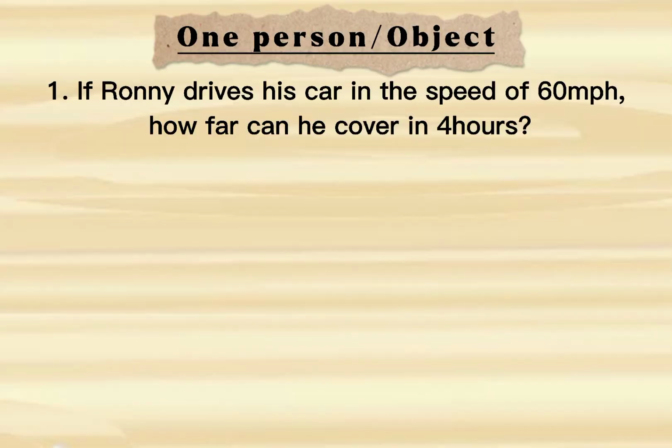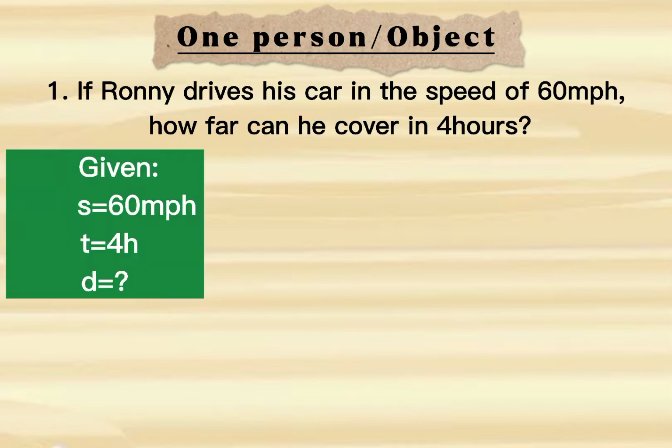So, we have here our first example in one person or object. If Ronnie drives his car at a speed of 60 miles per hour, how far can he cover in 4 hours? So, we have our given here. Our speed is 60 miles per hour. Our time is 4 hours. And yung distance natin diyan is question mark because yan yung hahanapin natin.